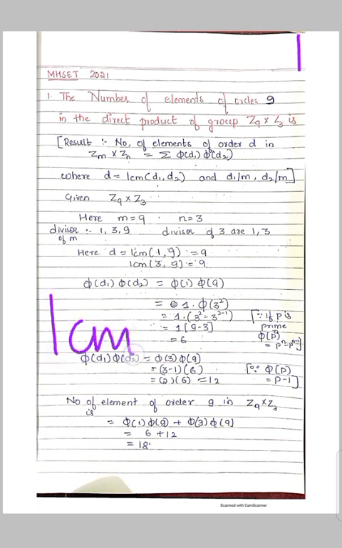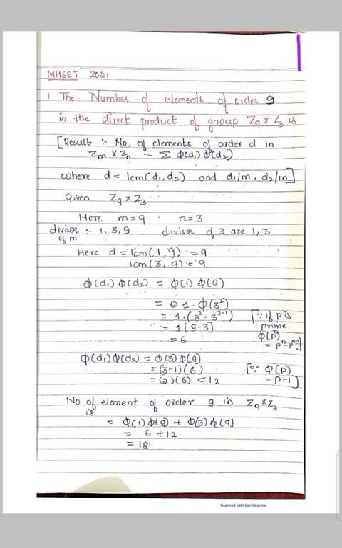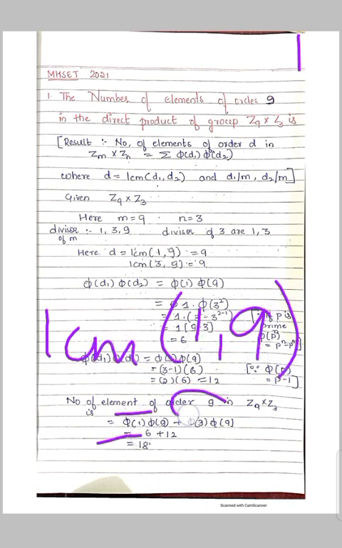Let's take the second combination. D1 is 1 and D2 is 3. If I take the LCM of 1 comma 3, is it 9? No. If it is not equal to 9, then you should not take this combination. Then let's take the third combination, 1 comma 9. What is the LCM of 1 comma 9? That is 9. So you have to take this, because it is equal to D.